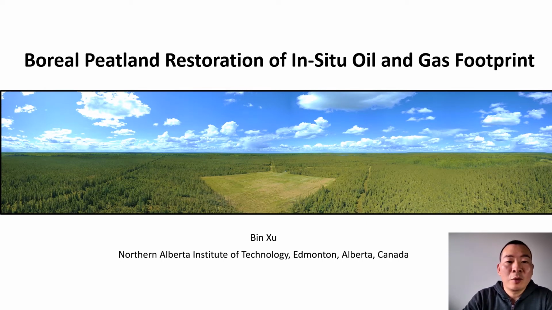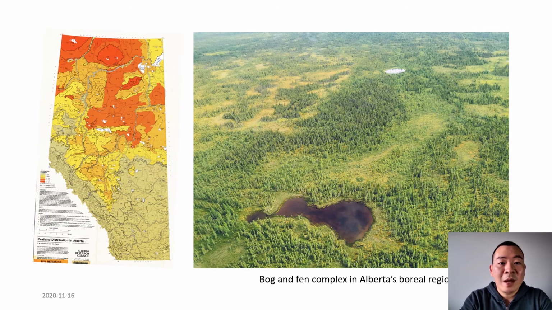In this talk, I will provide a quick summary of lessons from over a decade of research on the restoration of boreal peatland affected by in-situ oil and gas activities in Alberta, Canada. On the left is a map of Alberta's peatland. The darker the color, the higher the percent cover in that area. As you can tell, most peatlands are found in the northern boreal regions, which coincide with the oil sands deposit.